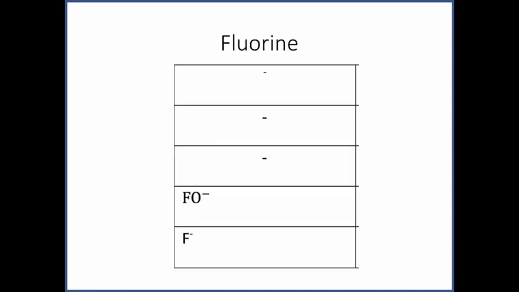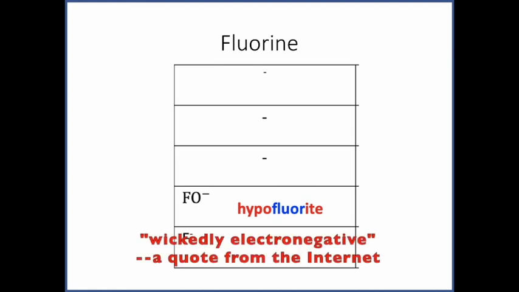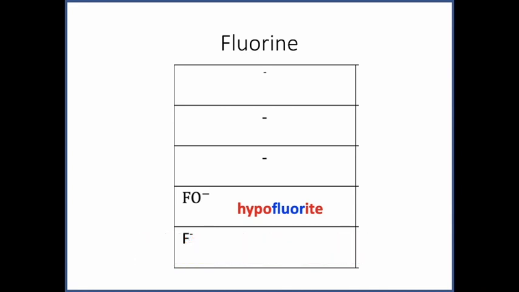We only really see one oxyanion in nature, hypofluorite. Fluorine does not usually form other oxyanions in nature. Fluorine is very small, wickedly electronegative, and it can't form an extended octet. And these are some of the reasons we don't see -ates and -ites with fluorine.